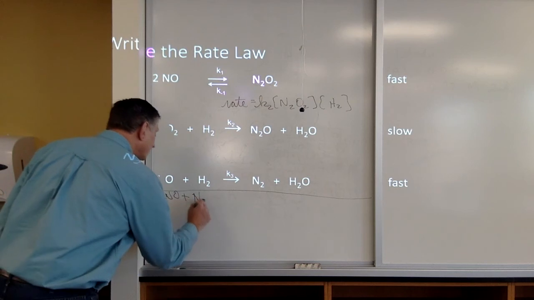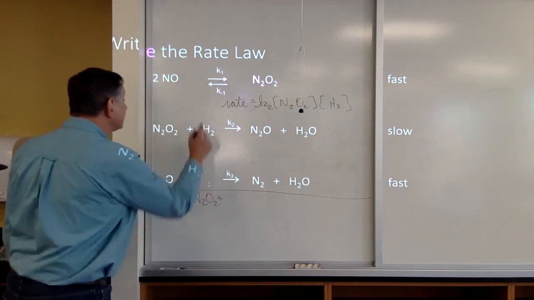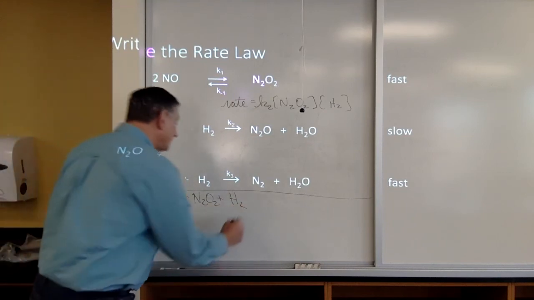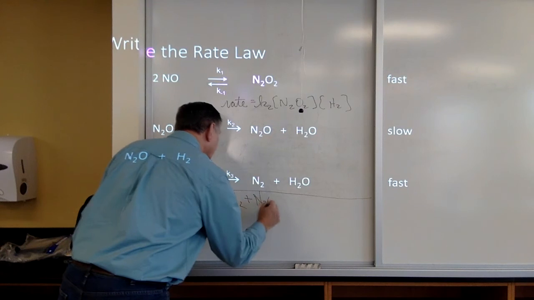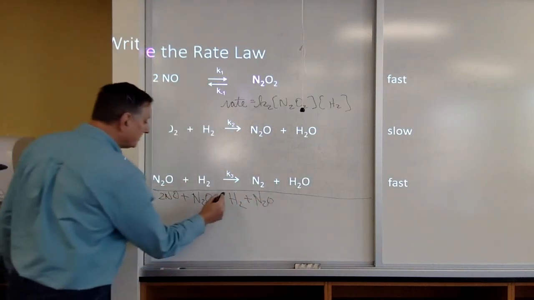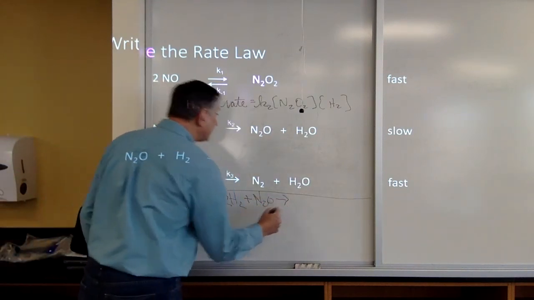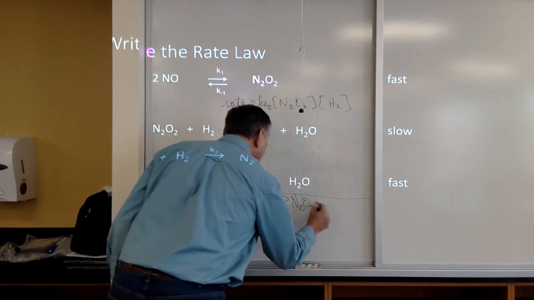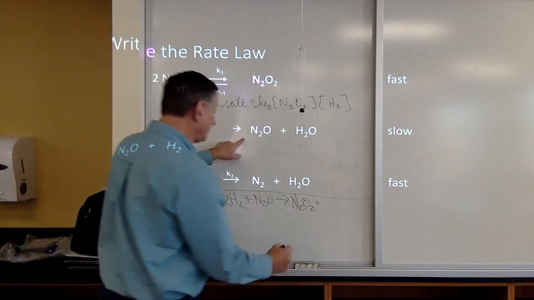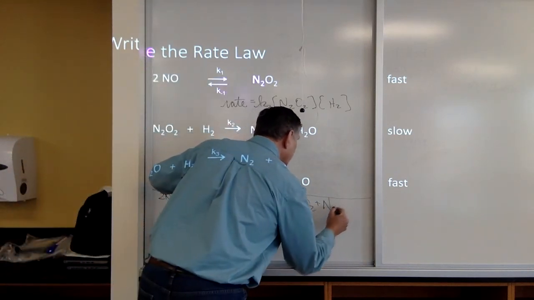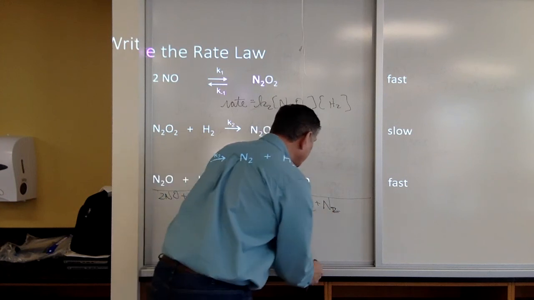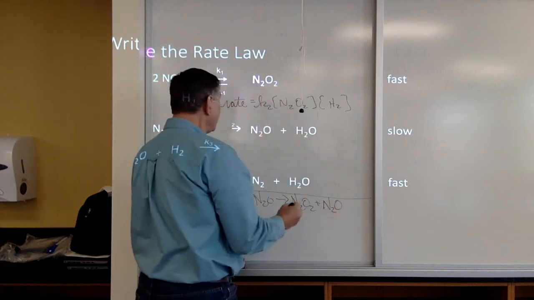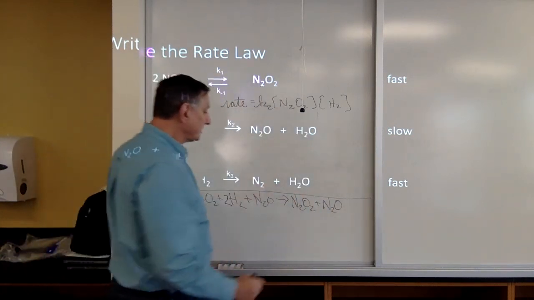N2O2 plus H2. Here's an N2O. And here's another H2. Those 2 N2O2. N2O. 2, that's a 2. N2O plus N2 and then 2 H2Os.